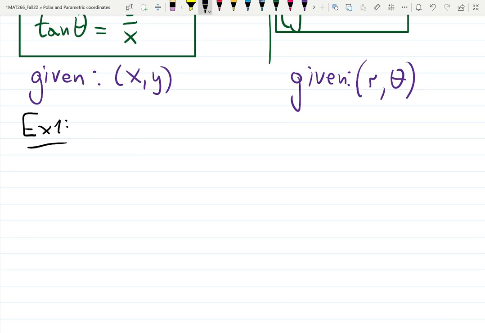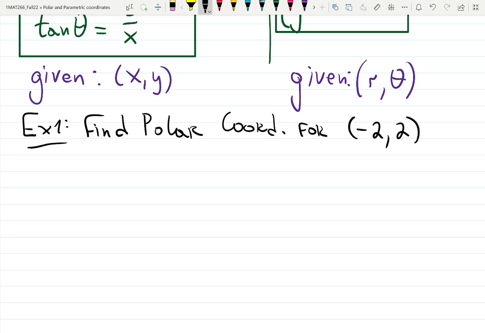So examples, and this is what your homework looks like. Example 1. You can start your homework today if you want to. Find polar coordinates. So if a person gave you coordinates -2 and 2, they ask you to find their location. Where is that person? Solution. First of all, you need to understand what is given. -2 and 2 can be x and y, or r and theta. So which one is that? If they ask to find polar, which one is given then? x and y is given.